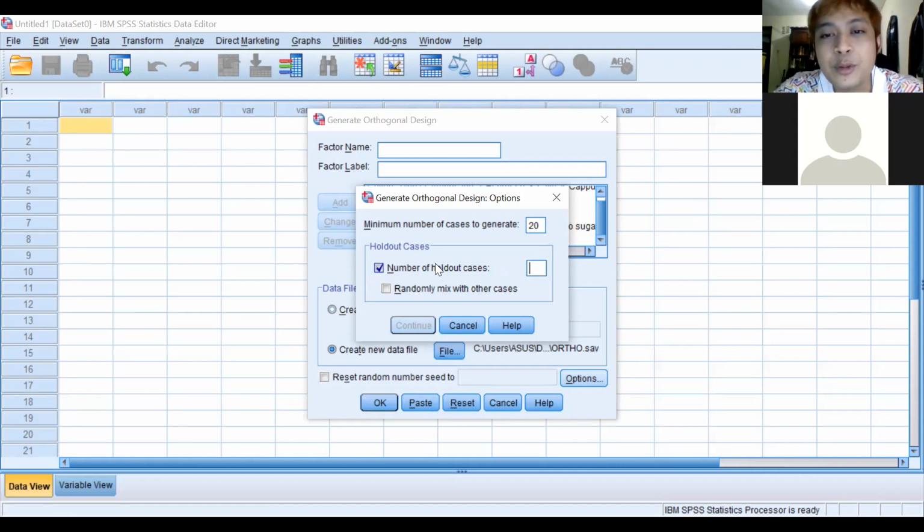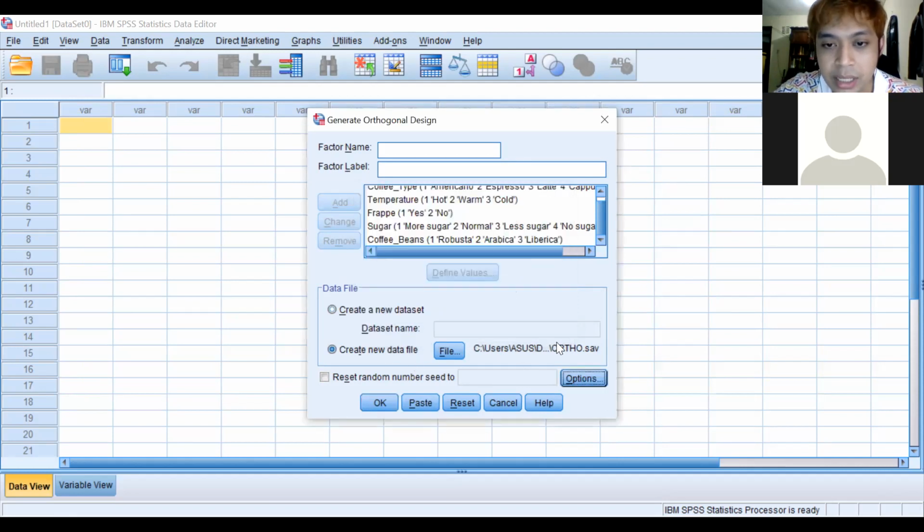Okay, so from 20 I would like to make how many? 4 perhaps. Let's ask them. You would like to randomly mix, or you would like not mix? Let's just say let's mix, up to you. If you don't make it mix, then it will be the same. If you would like to randomly mix, then only the computer can compute that one. Okay, let's just put it this way. You create this orthogonal design, and then okay.